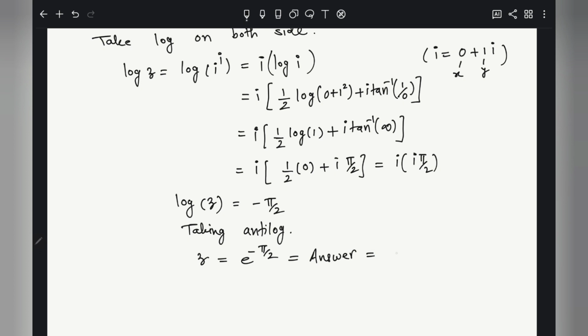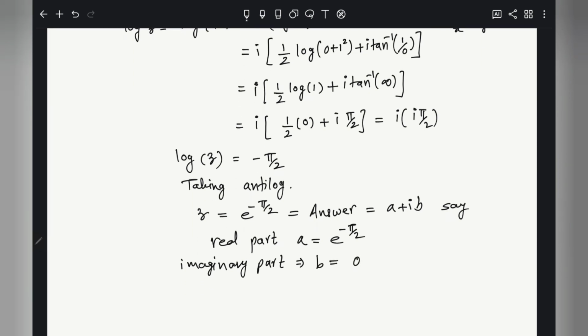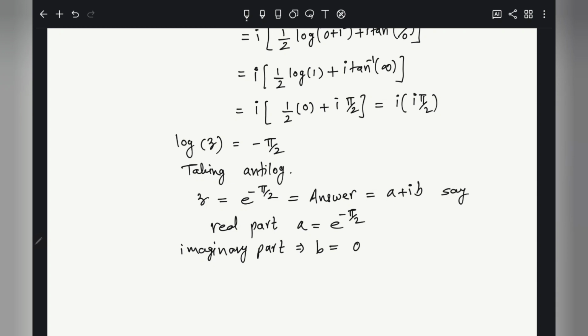So if you compare it as x plus iy, or I'll not write xy, you may get confused, I will write a plus ib. So what is the real part? If I say a plus ib, the real part a is e raised to minus pi by 2. And what is the imaginary part? The imaginary part b is 0, because there is no imaginary part in this. So this is how very easily you can attain the solution for separating into real and imaginary.